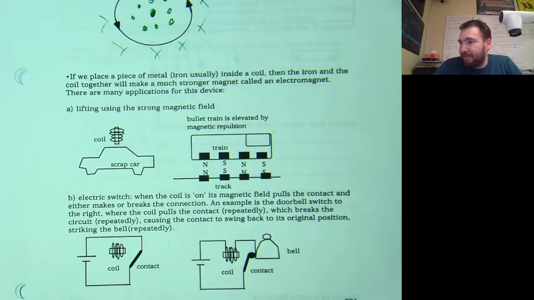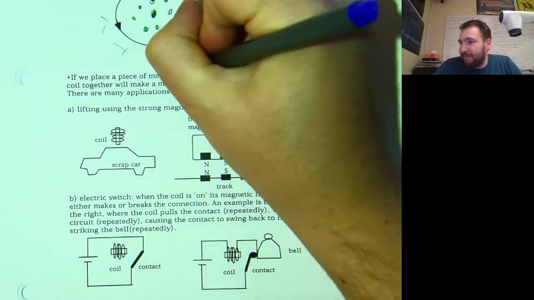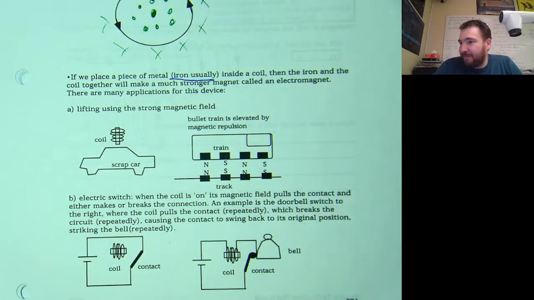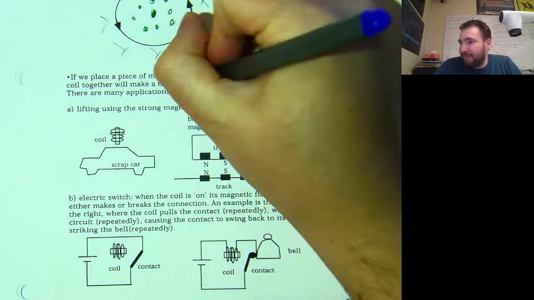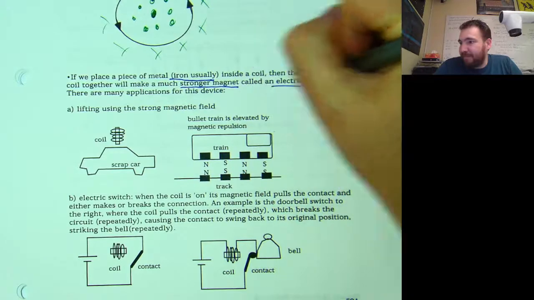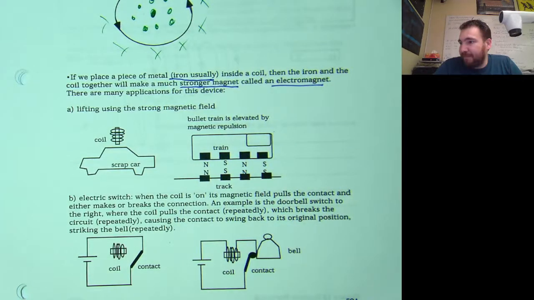If we place a piece of metal, so not specifically a magnet, but a piece of metal, iron is usually the metal of choice, which makes these things pretty heavy, inside that coil, the iron and the coil together form a much stronger magnet. This is the basis for an electromagnet.